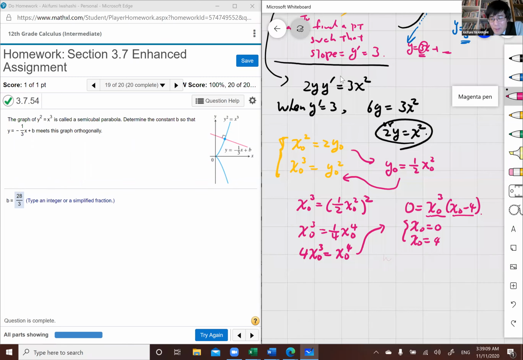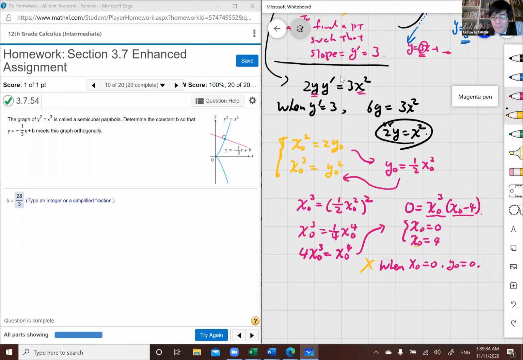So if x naught is 0, then from one of these two equations, you get y naught is equal to 0. However, as you see from the graph, (0, 0) doesn't give the slope of 3. And in fact, if y is 0 and x is 0, y dash cannot become 3. So that does not satisfy our requirement.